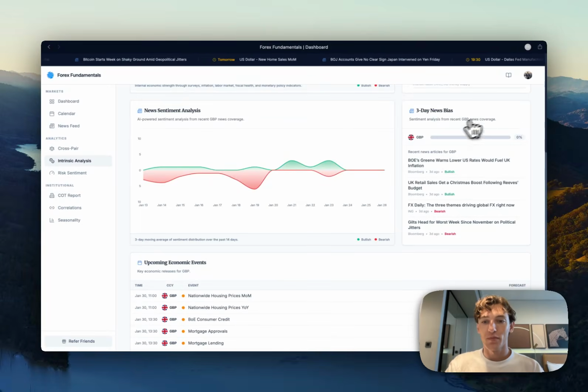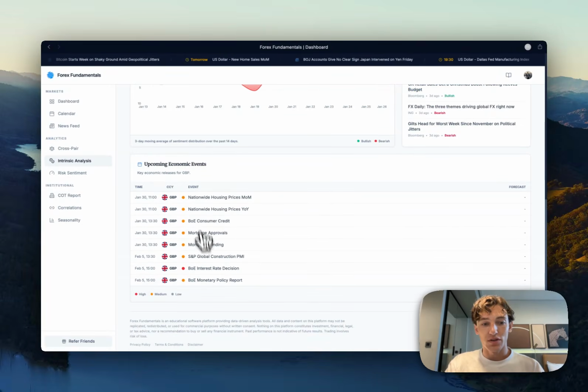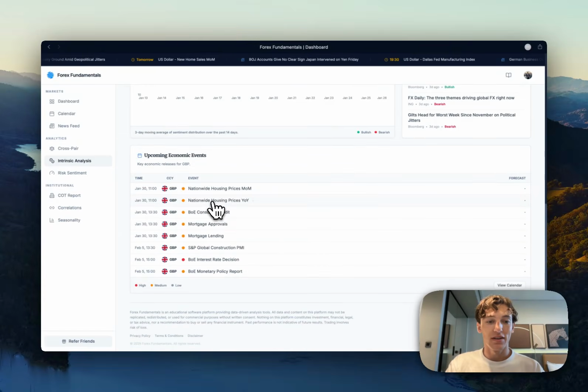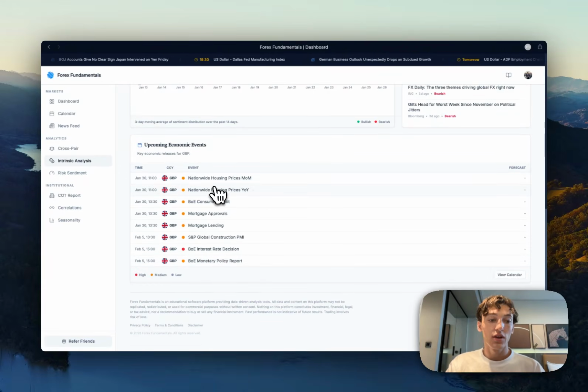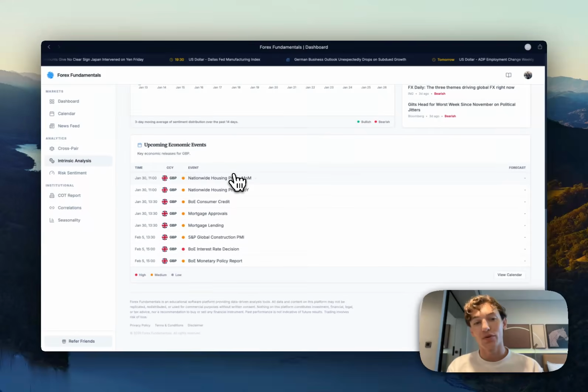So here you can also see what are the upcoming events for just the currency, which I think is very handy. So you know, like, okay, February 5, we have the interest rate decision, we have mortgage lending, consumer credit, and after the decision, of course, the policy report. So here it's good to see, like, hey, if I want to take a trade on the pound, what are going to be the next key events that are going to impact the pound that I have to take into account.